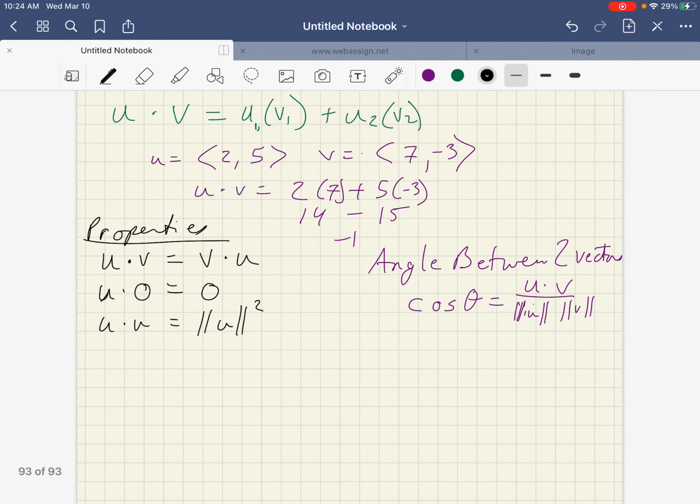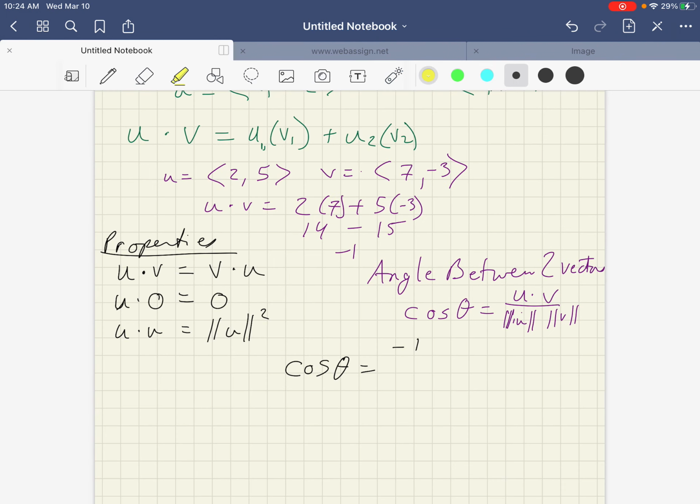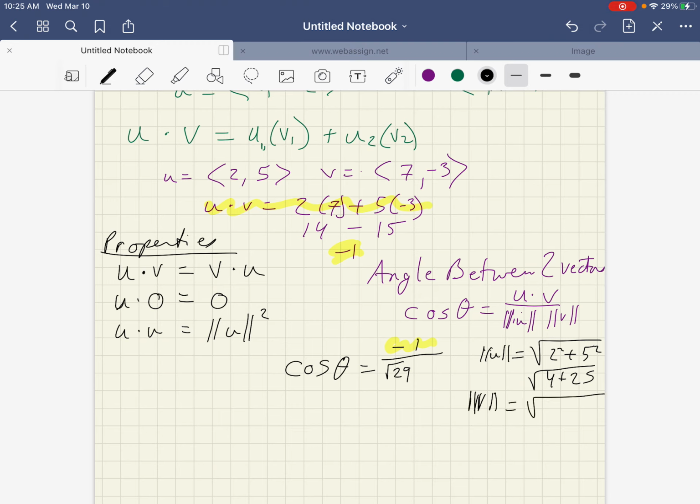So that's our formula. If I wanted to find the angle between the two vectors that I did above, we could work this problem. We already know the dot product, so cosine of theta equals that negative 1 that we had above. We're just bringing that down. And then we're going to do the magnitudes. The magnitude of u, remember, is the square root, like the Pythagorean theorem. So we take 2 squared plus 5 squared, so 4 plus 25, and we square root that. So we're going to have the square root of 29 under here.